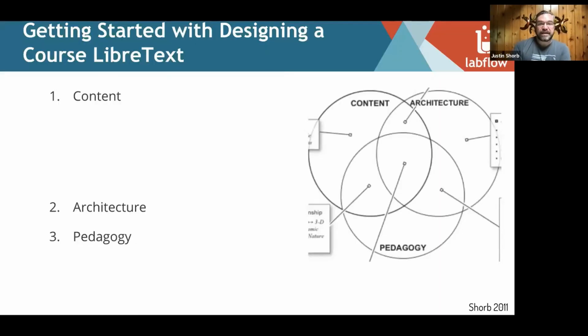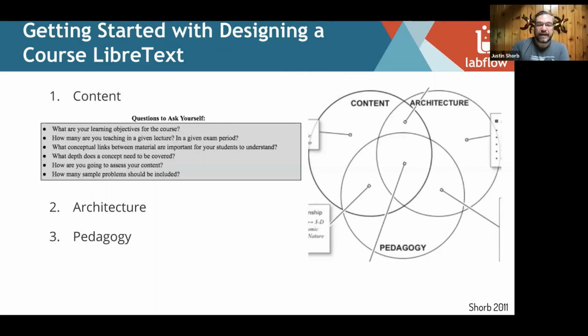So we've talked about content, architecture, and pedagogy. This is kind of where, if you're going to start taking some notes for what you might actually want to do in the day of this workshop, this is where I would start. Number one, you have to come up with what your learning objectives for the course are. And I know you've probably been beaten over the head with this, but you need to know what objectives you have so you can start breaking them down into how many you are going to teach in a given lecture or in a given exam period.